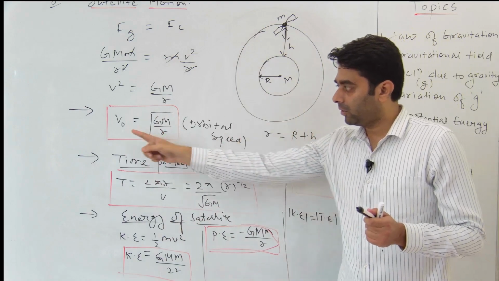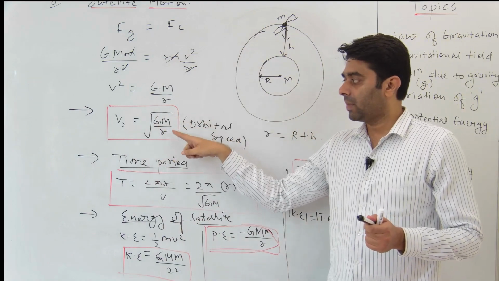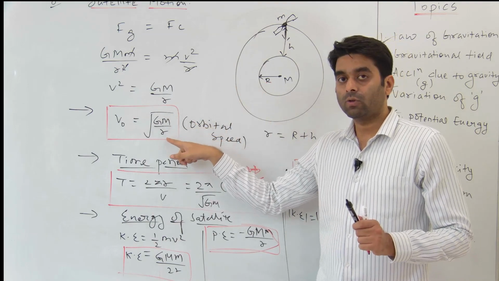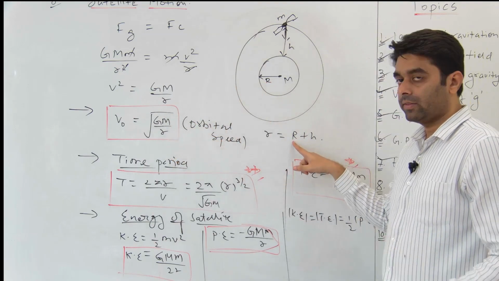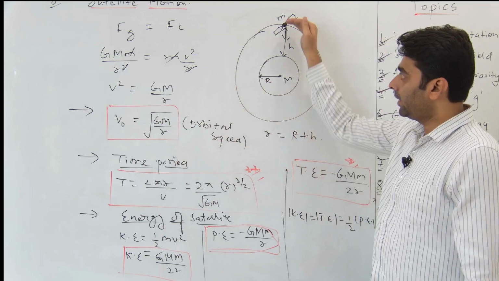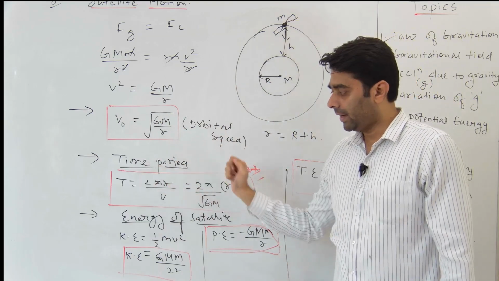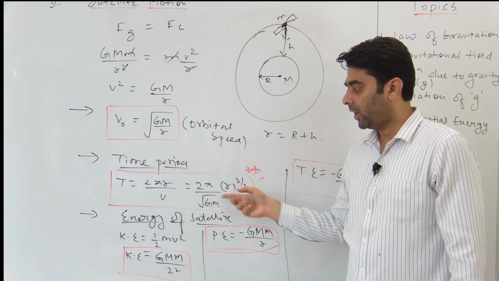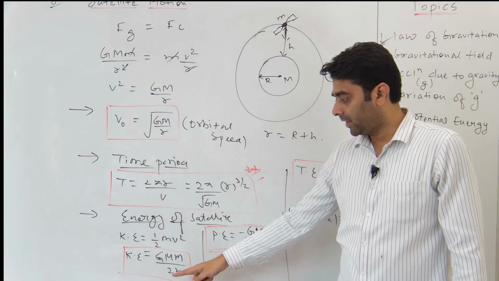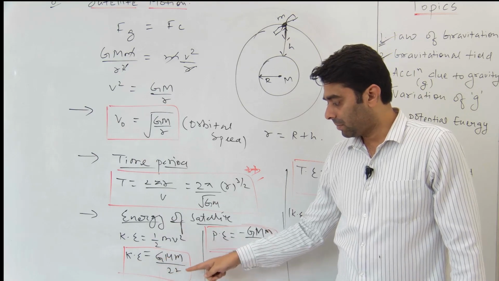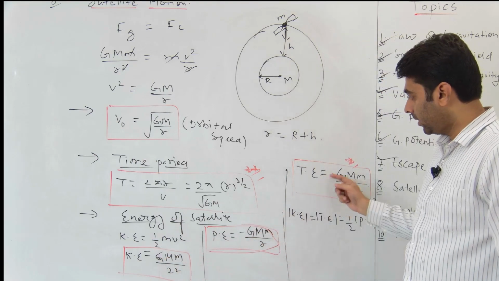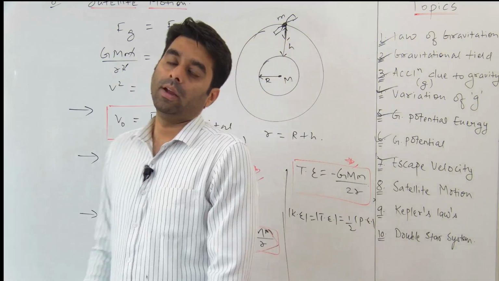I'll quickly summarize. Orbital speed is root over GM by r. This M is the mass of the planet, not the mass of the satellite. r is the orbital radius, given as the radius of the planet plus altitude, the height from the surface. Time period of the satellite is 2 pi by root GM, r to the power 3 by 2. For energy of the satellite, kinetic energy will be GMm by 2r, potential energy will be minus GMm by r, and total energy will be minus GMm by 2r.